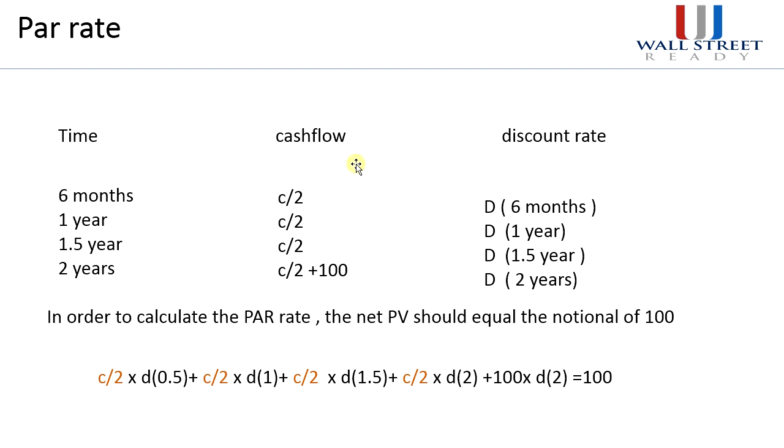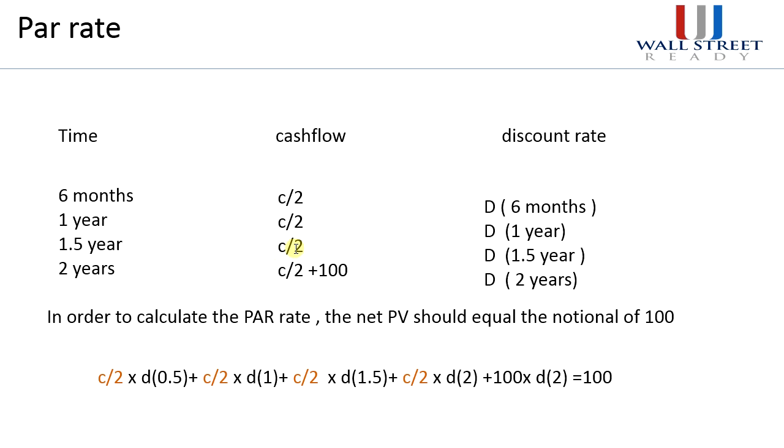If we are saying that this bond is a par bond, basically what that means is, in order to calculate the par rate, remember we said the par rate is the coupon rate. So we are trying to calculate C, where the present value of the bond should equal its notional of 100. Here we are simply multiplying each cash flow by the discount factor. C by 2 is that cash flow multiplied by D 0.5, I'm just saying that's half year. So that's the half year discount factor. The same way we are multiplying C by 2 by D1, that's the 1 year discount factor.